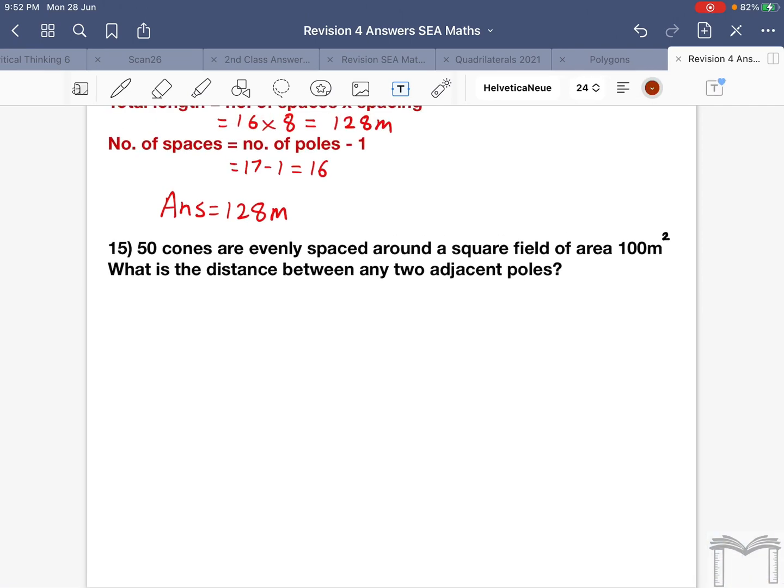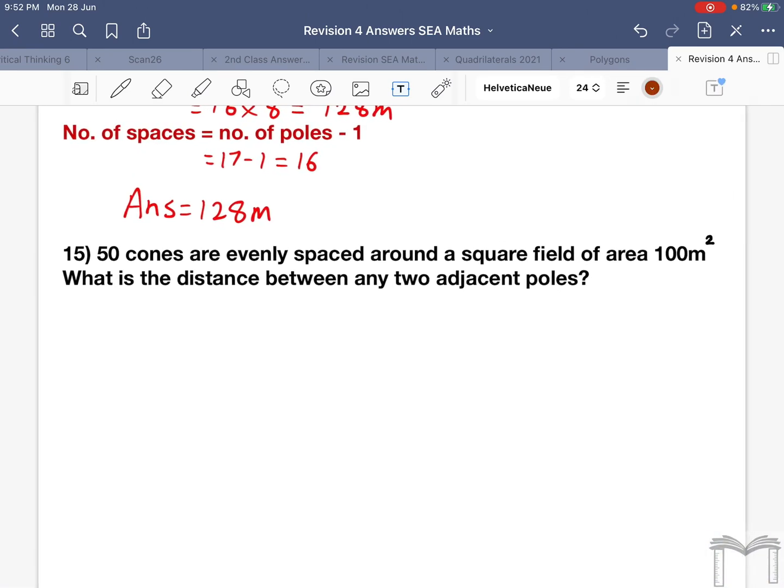Right, so the area wouldn't really help us to determine the cones or the spaces or anything like that. We need to determine the perimeter. From the area, however, we can determine the length of one side and then the perimeter. So let's start with that.